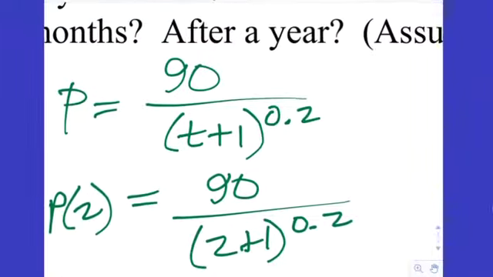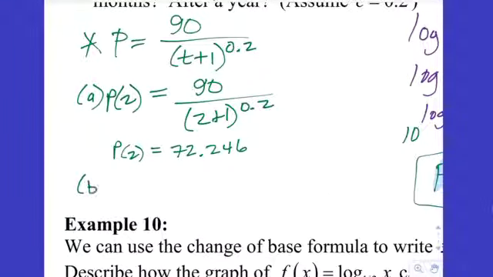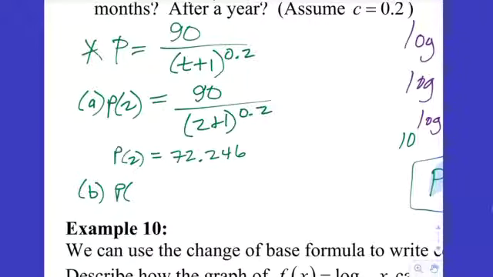Now, if you walked away for a full year, your skills should atrophy even more. So now, after a year, P of what? If we're measuring T in months, yeah, P of 12. Good, P of 12. You get 90 all over 12 plus 1, 13 to the 0.2.